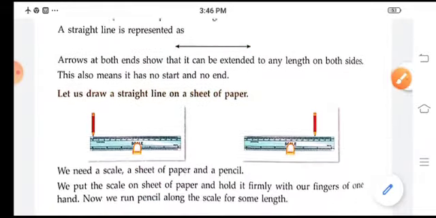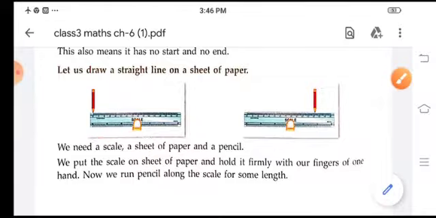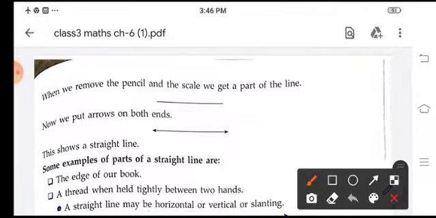So let us draw a straight line on a sheet of paper. What will we do? We'll take a sheet of paper and a pencil, and we put the scale on the sheet of paper. Then we draw a line along the scale from the start till the end with the pencil. Then we remove the pencil and the scale and we get a part of the line like this. So we put arrows at both the ends. This shows a straight line.